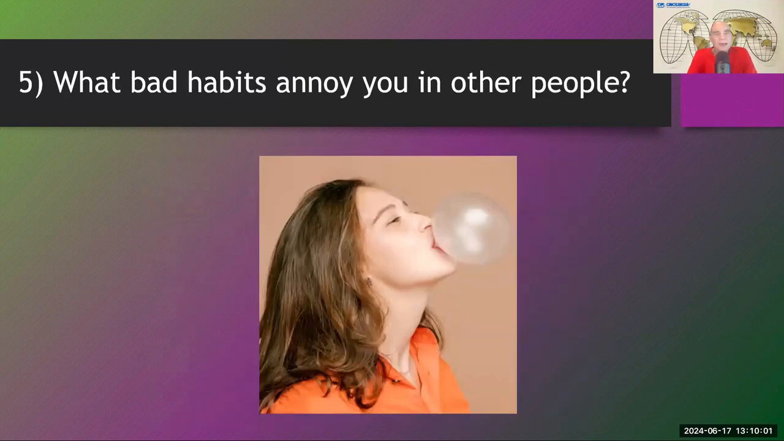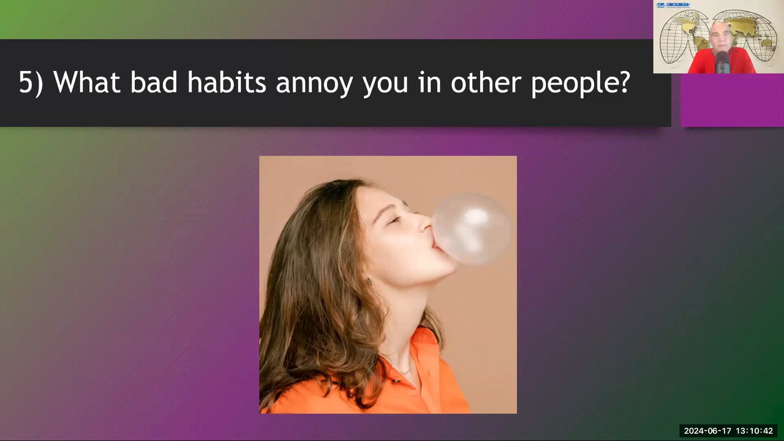Now, what bad habits annoy or irritate you in other people? What bad habits annoy you in other people? Well, I've already mentioned this one a couple of times actually, but we call this a pet peeve. A pet peeve is something that really annoys you, something that just really annoys you personally. It's like your pet, like your dog or your cat. Your pet peeve. A peeve is something that annoys you.